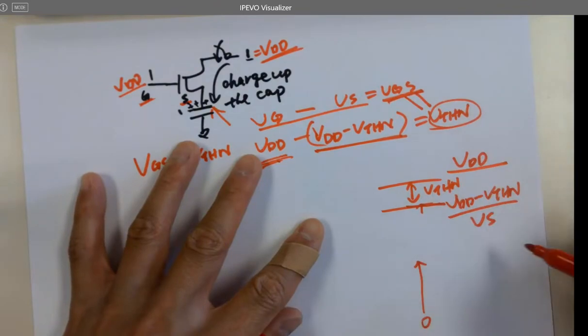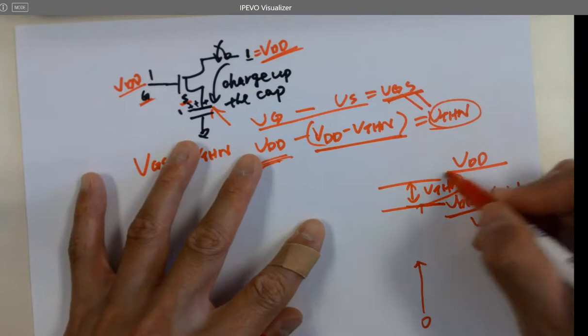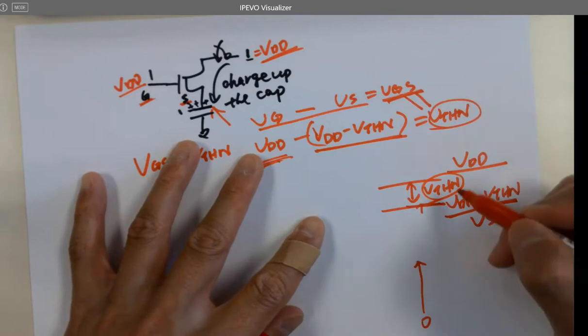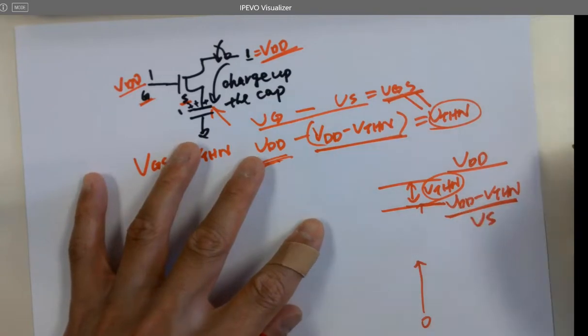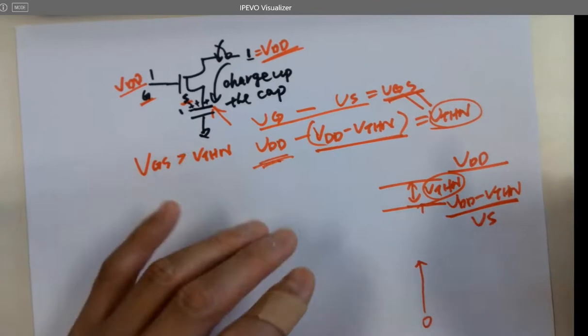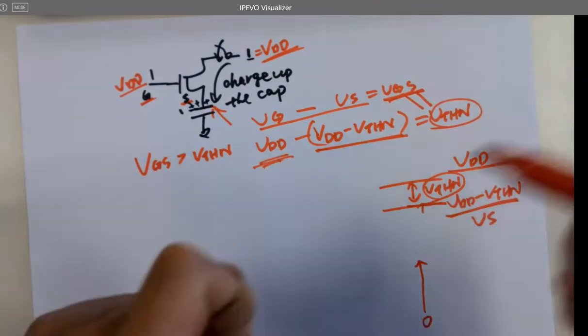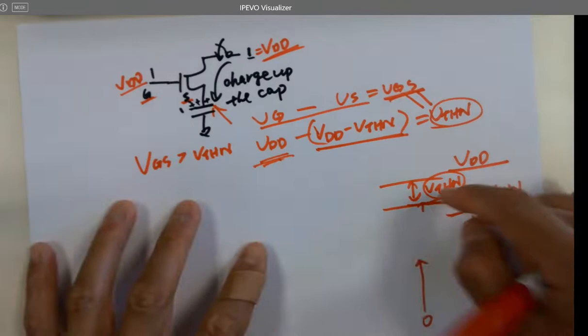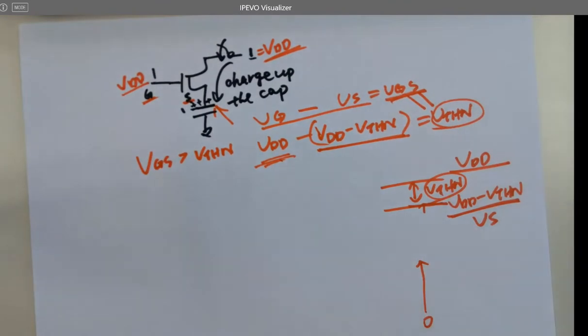It cannot reach VDD, it can only reach VDD minus VTHN. So the difference is VTHN. That's something being lost, right? You couldn't receive the entire VDD on the other terminal. It's going to be VTHN less. Make sense here? Yeah. Okay.